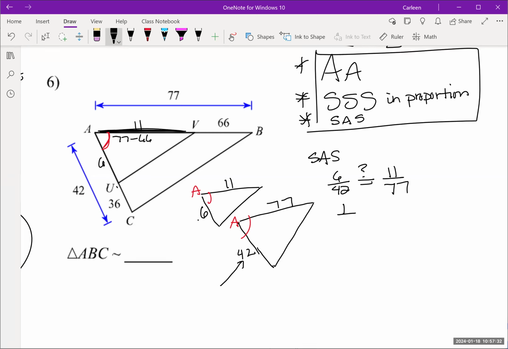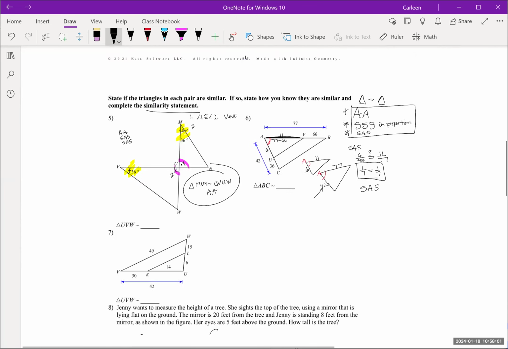Yeah, these both reduce to 1/7. So side, angle, side. Awesome. Two pairs of sides reduce to the same fraction, which means they are in proportion. And the included corresponding angles are congruent. Alrighty. Next.